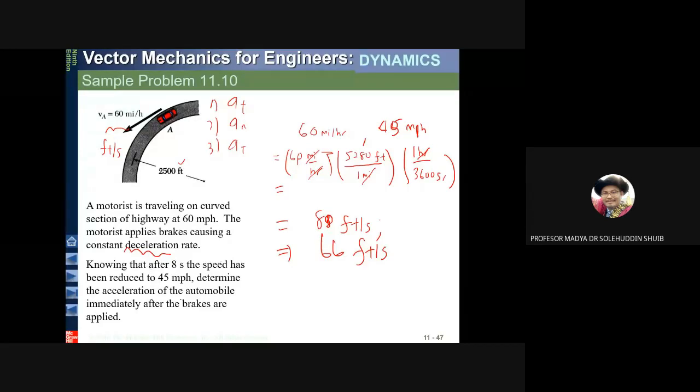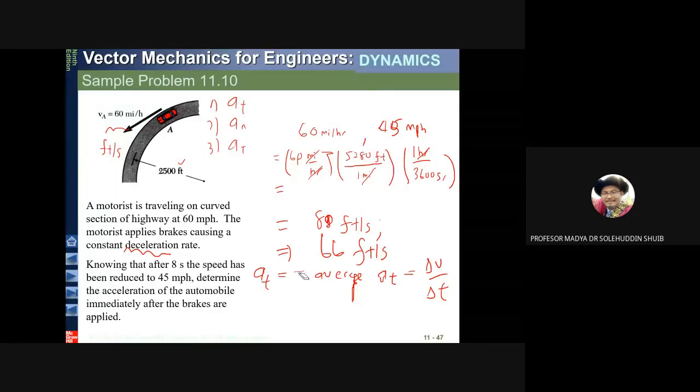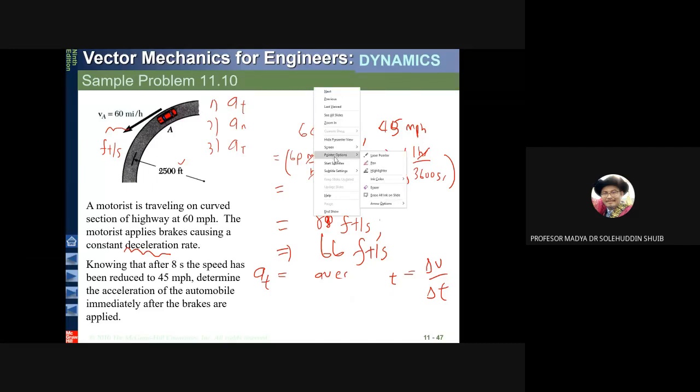By definition, remember, average acceleration, average a_t, is denoted as delta V divided by delta T. This is the definition of average acceleration.